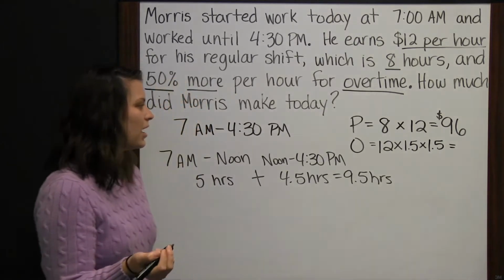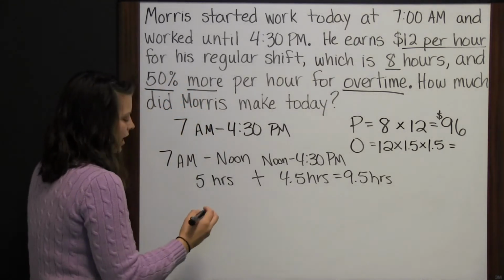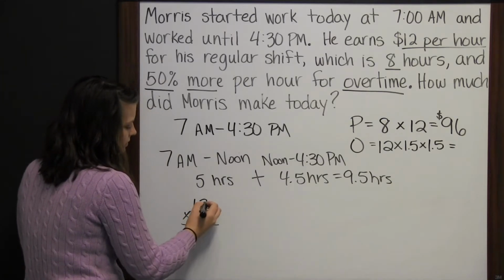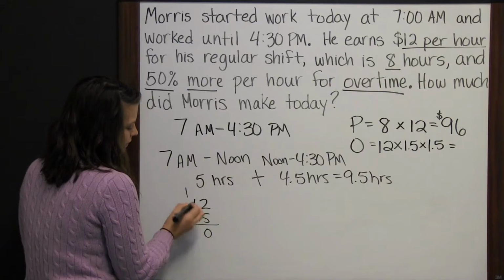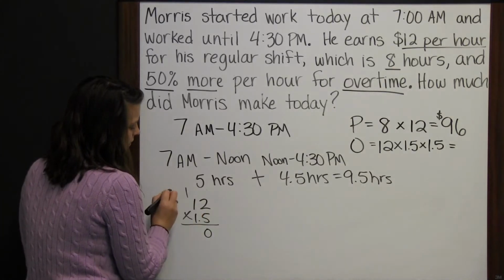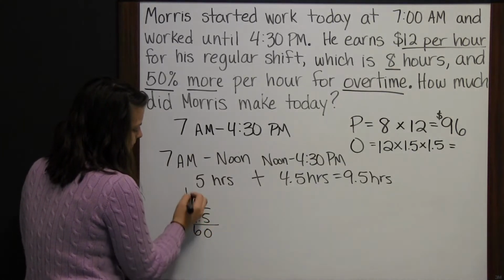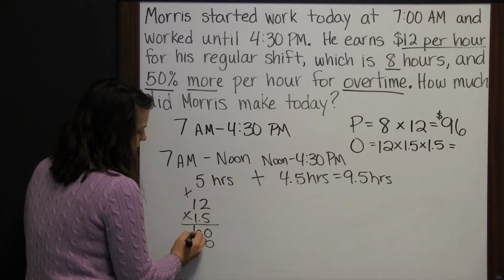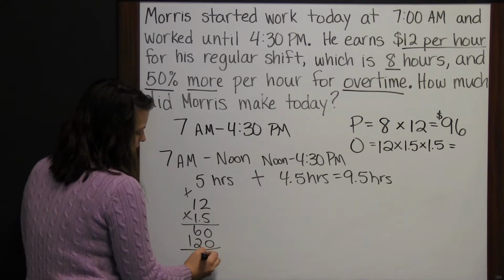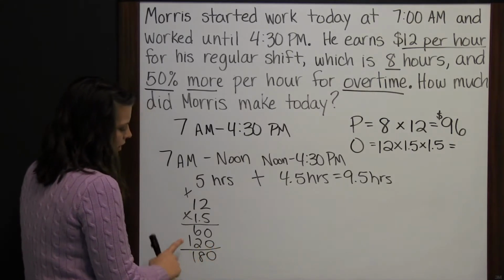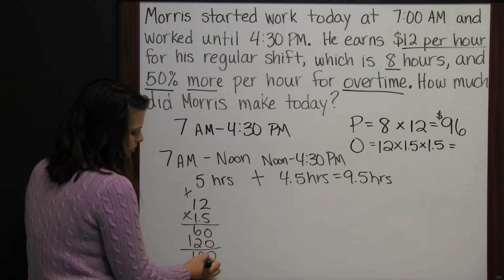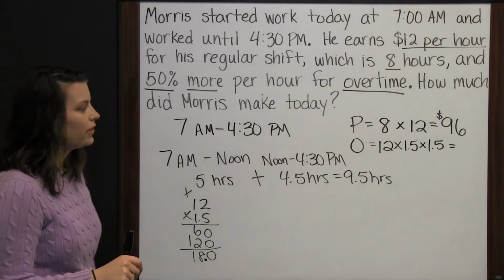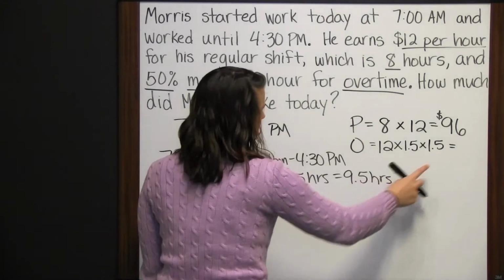So first I'm going to multiply 12 times 1.5. 5 times 2 is 10, carry the 1. 5 times 1 is 5, plus 1 is 6. Put a 0 placeholder. 1 times 2 is 2, 1 times 1 is 1. So we add this together and we get 180, but there's one number behind the decimal. So that means that he was making $18 an hour for that 1.5 hours that he worked overtime.